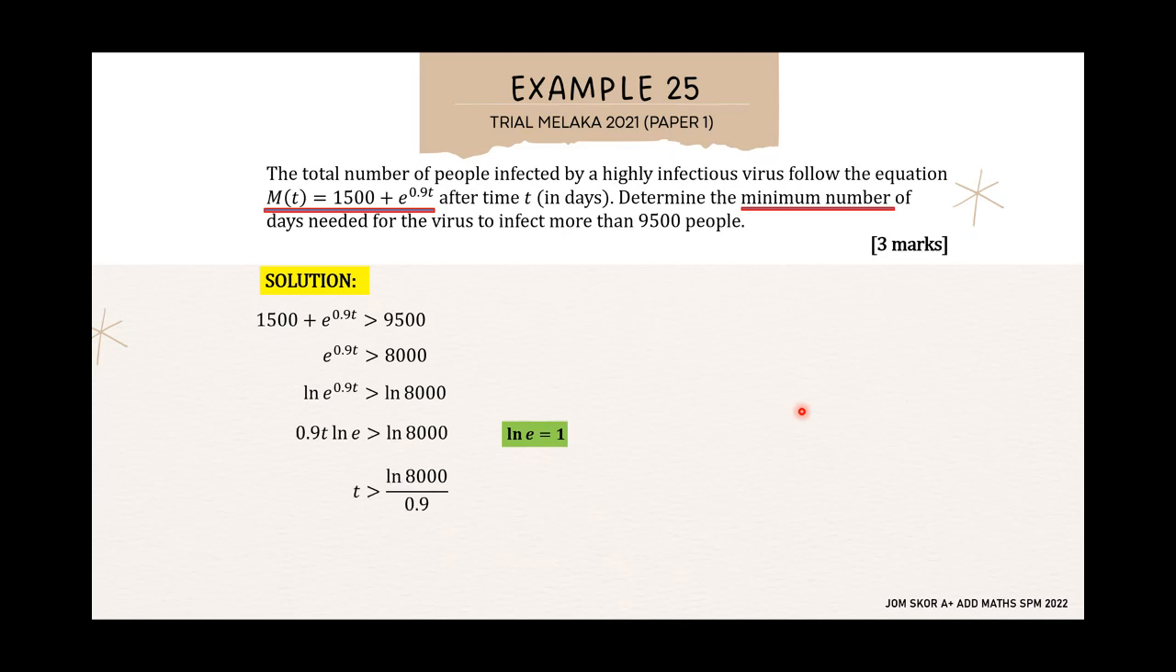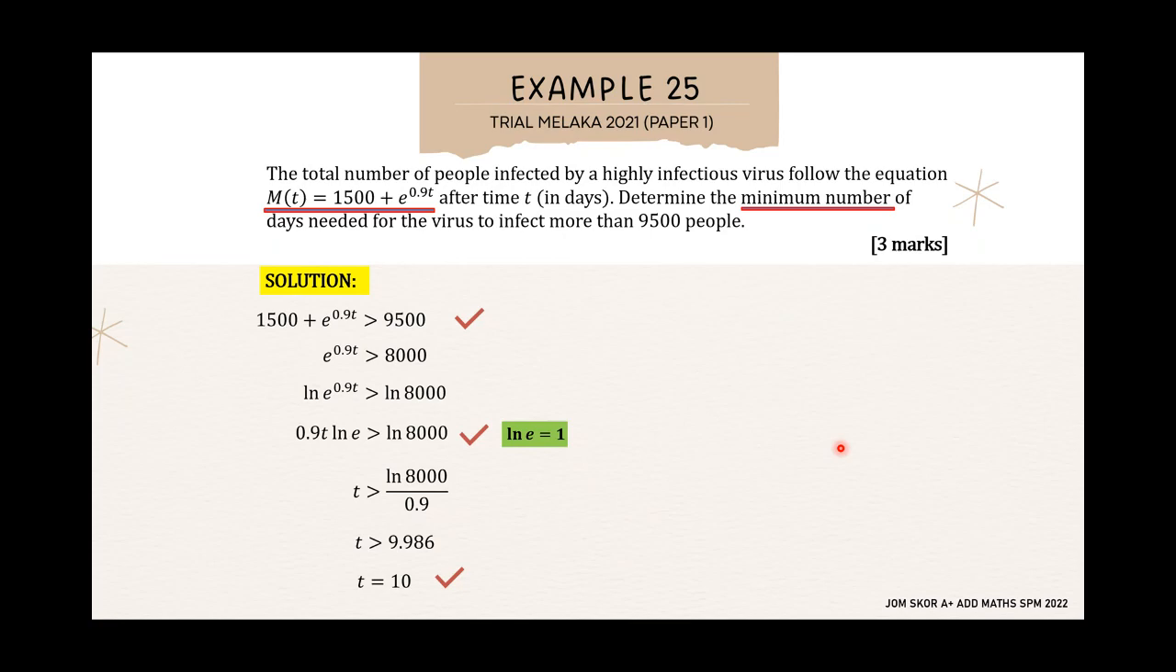Now, t is greater than ln 8,000 divided by 0.9. So, bila ditekan calculator, you akan dapat t is greater than 9.986. The question asks you for the minimum number of days. Apakah nilai minimum bagi hari? Kalau t itu perlu lebih daripada 9.986, so t is equal to 10. Okay, 3 markah. Markah yang pertama, kita boleh tukar daripada problem solving kepada mathematical form. Markah yang kedua, okay, sini. Markah yang terakhir pada nilai t.